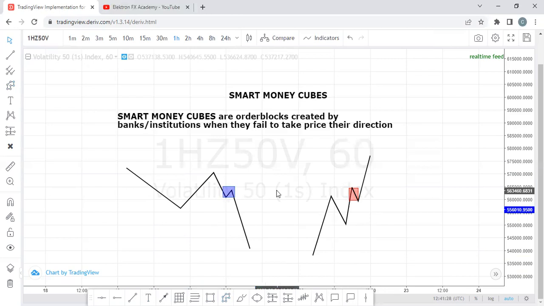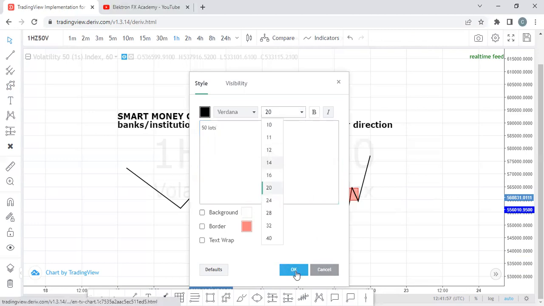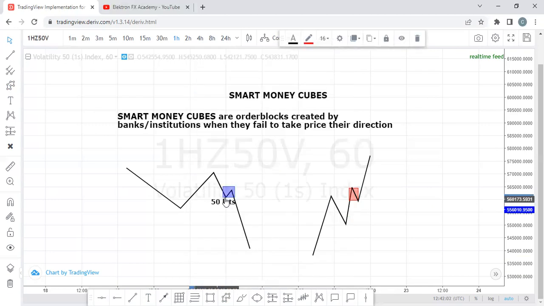So when smart money cubes are created, the candle or the move signifies that they are actually in drawdown. That means when these candles are printed, the smart money is actually in drawdown. That means this buy position is in loss. Let's assume they got into this position with maybe 50 lots, so 50 lots were introduced at this point here. They tried to buy with 50 lots, and then they could not take price higher.